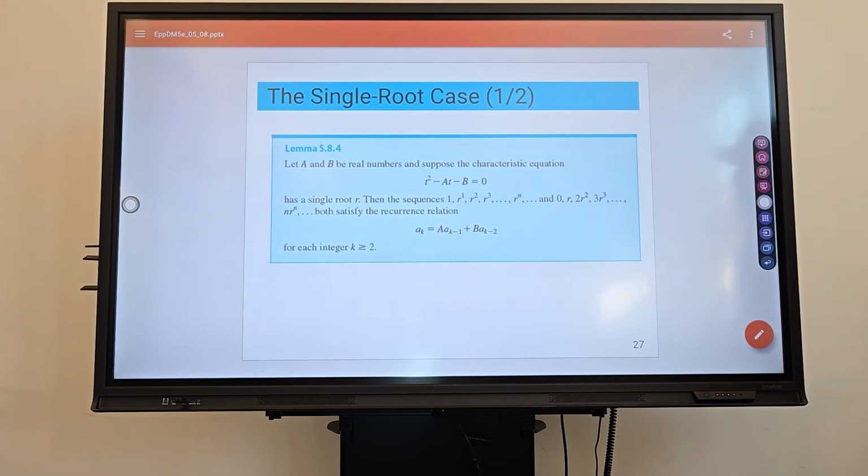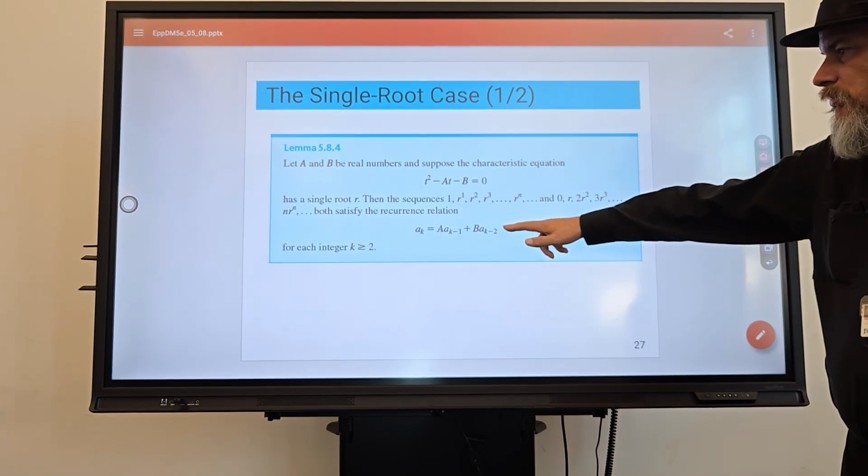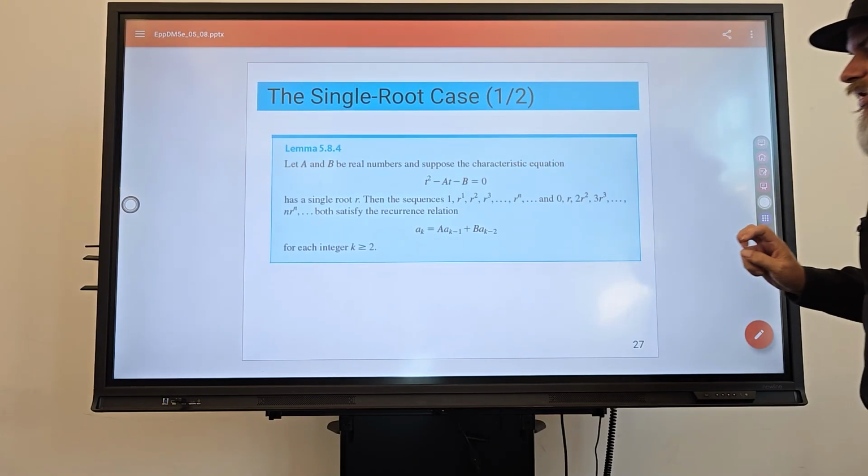Let a and b be real numbers and suppose that the characteristic equation t squared minus at minus b equals 0 has a single root r. Then the sequences 1, r to the first, r to the second, r to the third, etc., r to the n, and 0, r, 2r squared, 3r cubed, etc., n times r to the n, both satisfy the recurrence relation here for each integer k greater than or equal to 2.